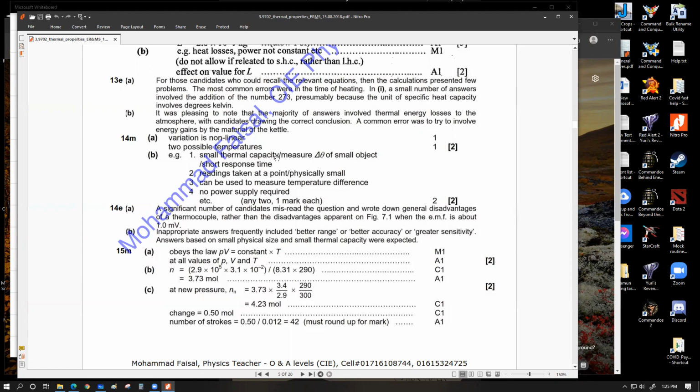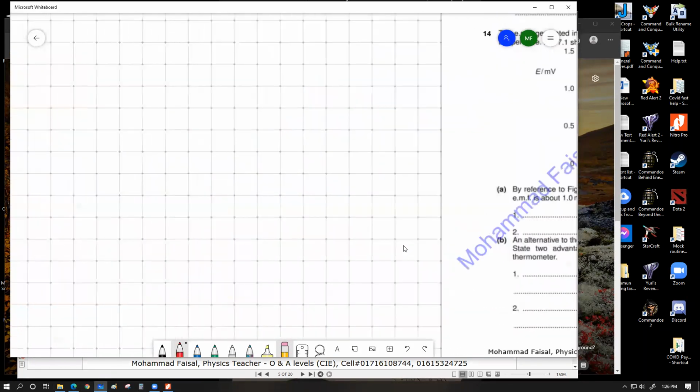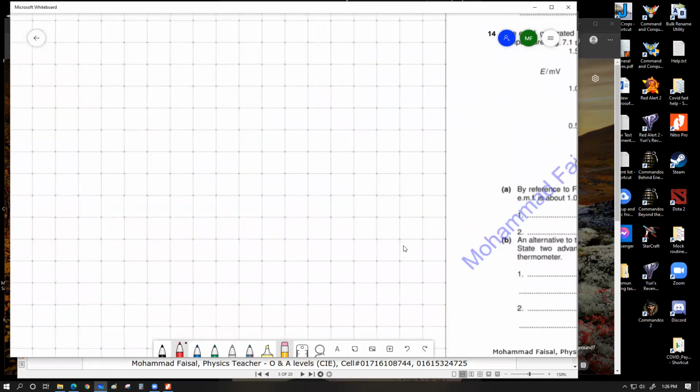First of all, it says small thermal capacity or measured delta theta of a small object. What this actually means is that whenever we have a thermocouple thermometer, it is usually built using a very simple mechanism. We have one metallic wire and a second metallic wire which are joined on the two sides. One side is what we call the hot junction, the other one is what we call the cold junction.